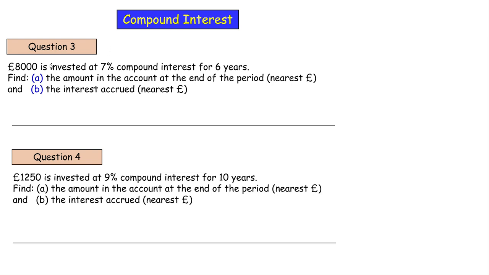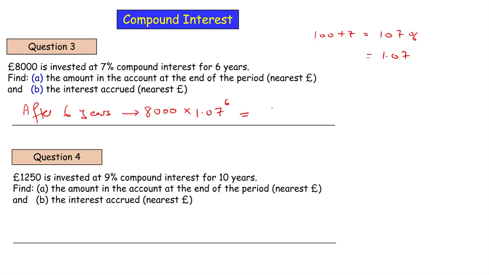So question 3, we're investing £8,000 at 7% for 6 years. So after 6 years, we'll say we've got 8,000 times 7% compound, so it's 100 plus the 7, 107%. And as a decimal, 1.07. So that's 1.07 for 6 years, to the power of 6. Plug that into your calculator and it'll give you £12,006. Not a bad rate of return.